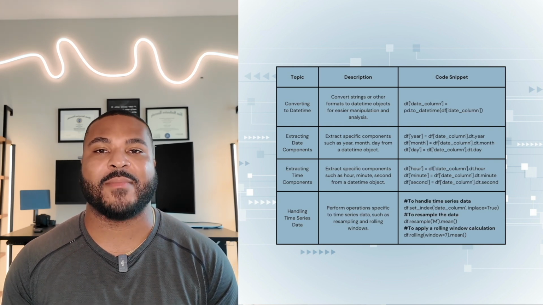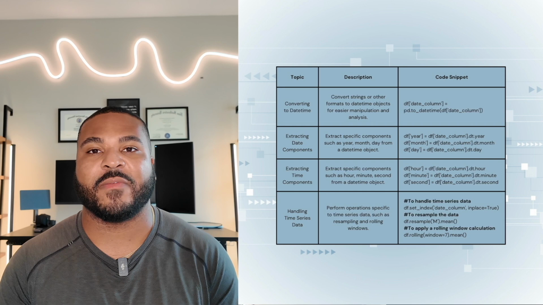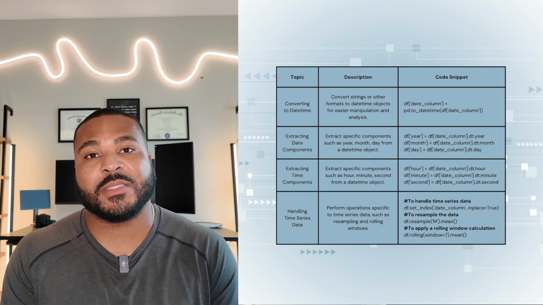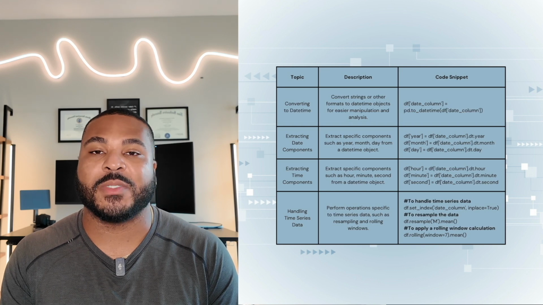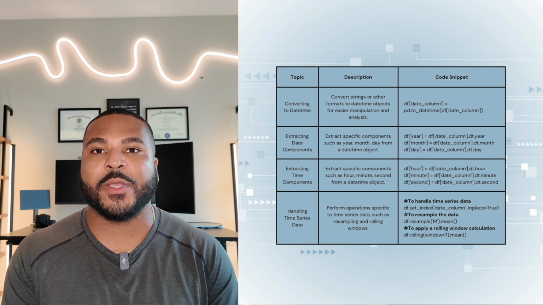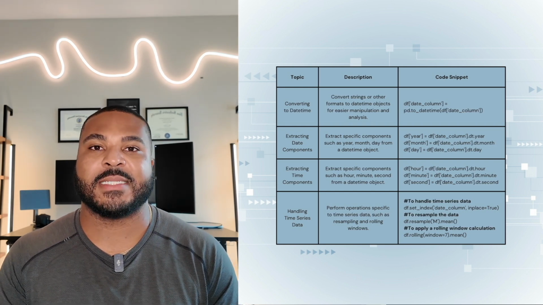Once you have datetime objects, you can extract specific date components such as year, month, and day. This is useful for creating new columns that represent these components. Similarly, you can extract time components such as hour, minute, and second from the datetime objects.